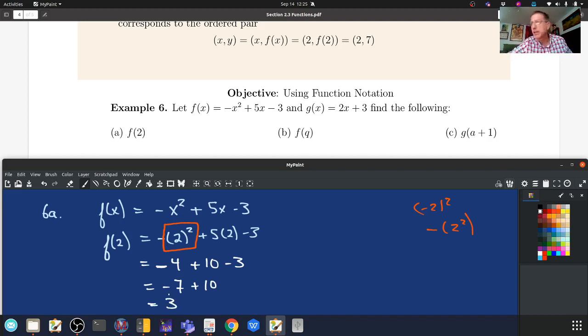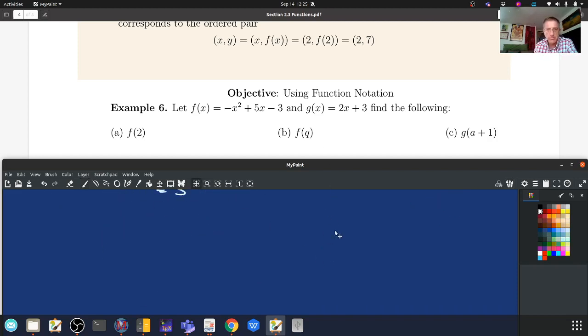Okay, these are good examples. We have the next one here, f of q. You're panicking because you don't know what to do. But all we do is look at my function. What did I do last time? Everywhere the symbol x appeared, I changed it to 2. But here, everywhere x appears, I'm going to replace that with q. Oh, so it wasn't so hard after all.